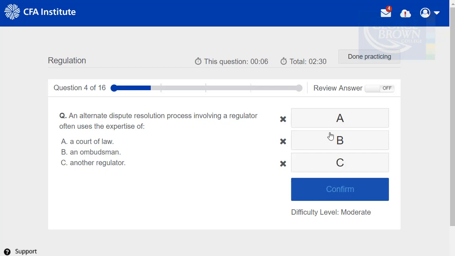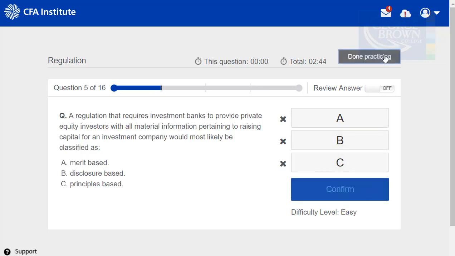To the next question, because I've got the review answer functionality off. Alternate dispute resolution process involves a regulator, often uses the expertise of a court of law. B, an ombudsman. C, another regulator. Well, I'll try B, confirm it, and I'm done practicing.